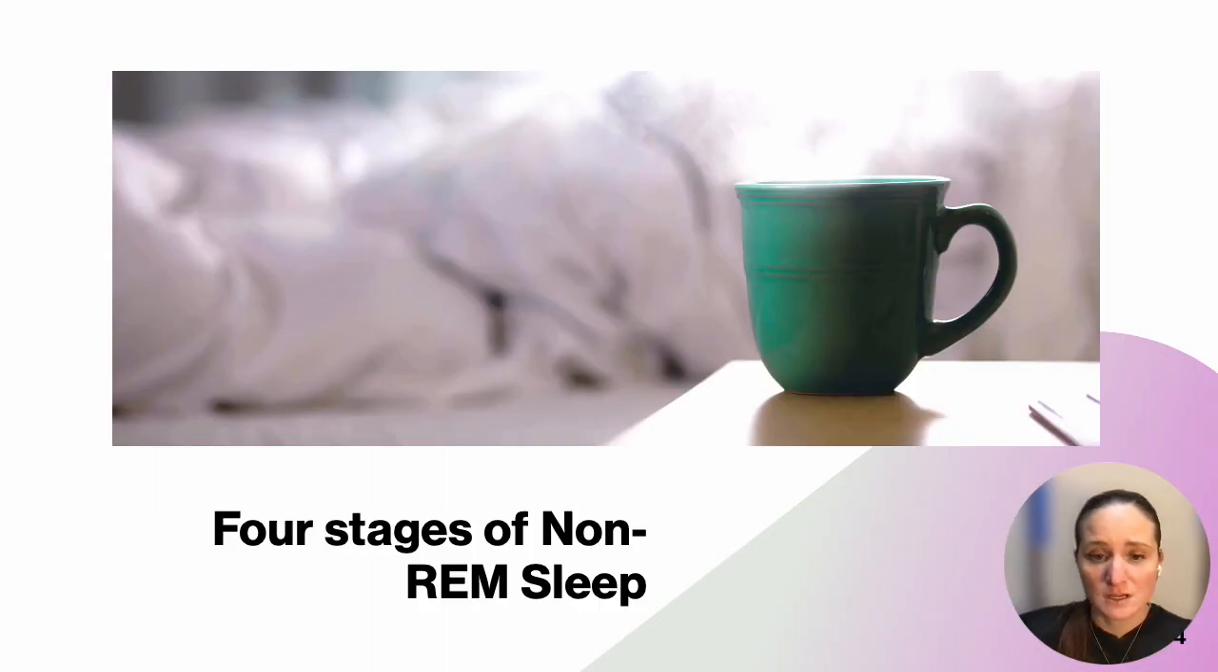The four stages of non-REM sleep. Stage one is light sleep. Your heart rate slows, your breathing is irregular, and your muscles tend to twitch a little bit. In stage two, your body temperature drops, and sleep spindles occur on an EEG. Stage three brings large and slow delta wave signals. You move to a deeper, slower wave of sleep, and things slow down in the body.